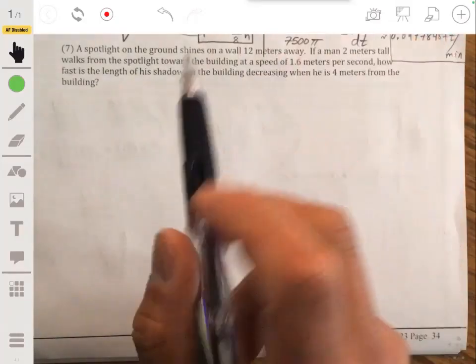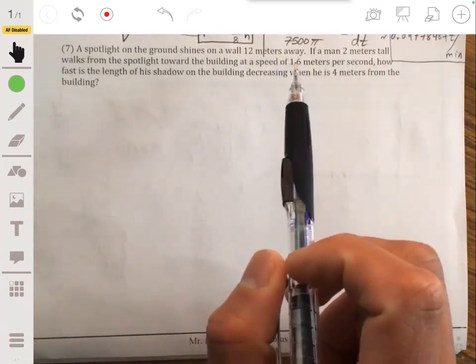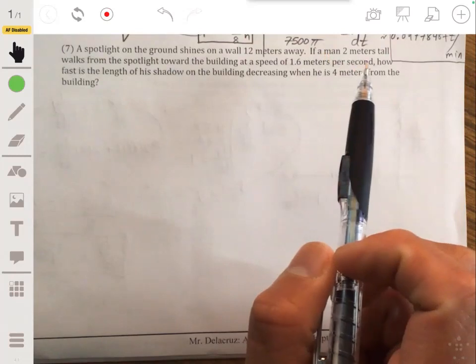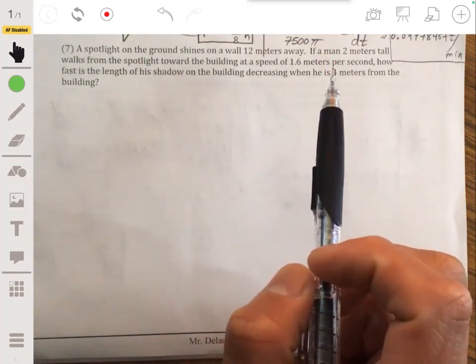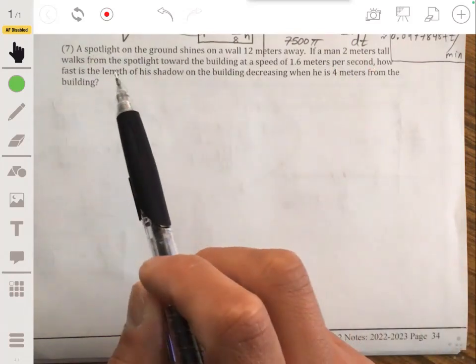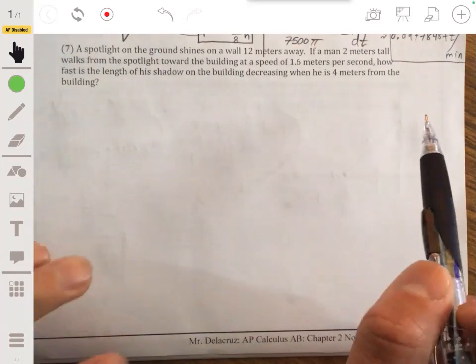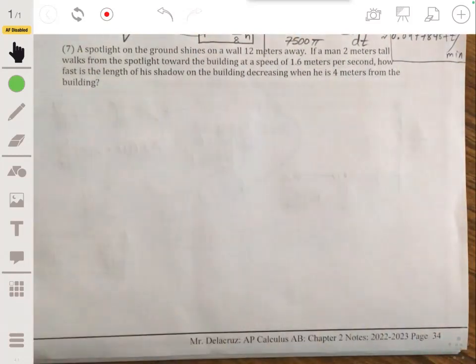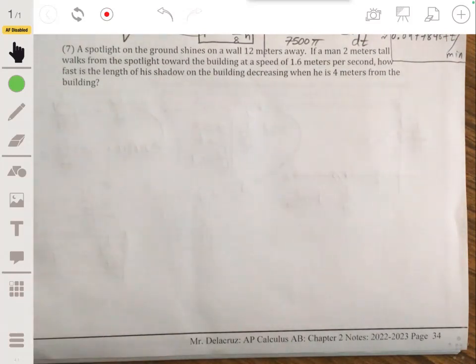Okay, so here we have a spotlight that's on the ground and it shines on a wall that's 12 meters away. And it says that if a man that's 2 meters tall walks from the spotlight towards the building at a speed of 1.6 meters per second, how fast is the length of the shadow on the building decreasing when he's 4 meters from the building? Okay, so let's again draw a good sketch so you can make it clear exactly what's going on, then define your variables and exactly what you're trying to find using derivatives.